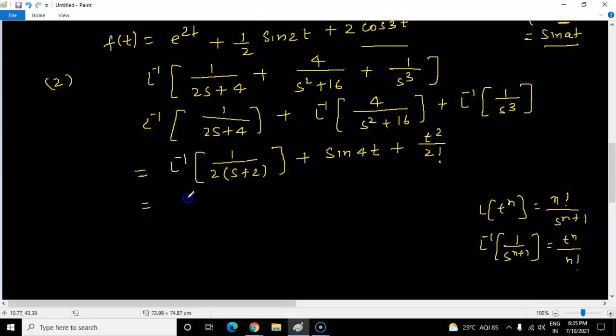This one now we can take 1 by 2 outside here, so it becomes 1 upon s plus 2, which is e to the power of minus 2t. So e power of minus 2t I can write, plus this is sine of 4t, this is t square, and 2 factorial is 2. This becomes f of t.